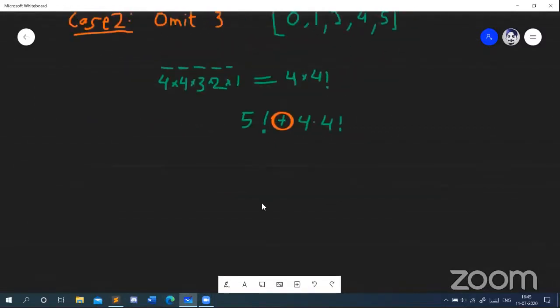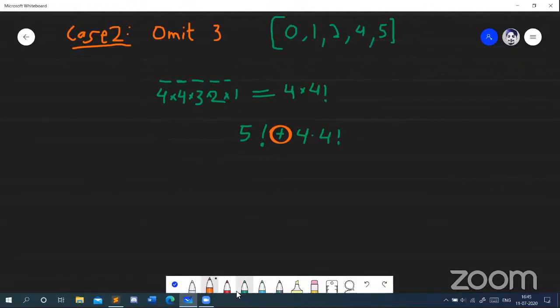Now let's try to do a few more problems. Let's say I had to find the total number of possible phone numbers of 10 digits, right? So 1, 2, 3, 4, 5, 6, 7, 8, 9, and 10. So I need to find the total number of possible phone numbers of 10 digits. How will I do that?